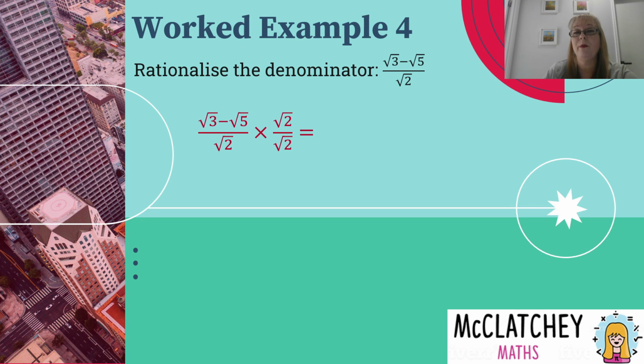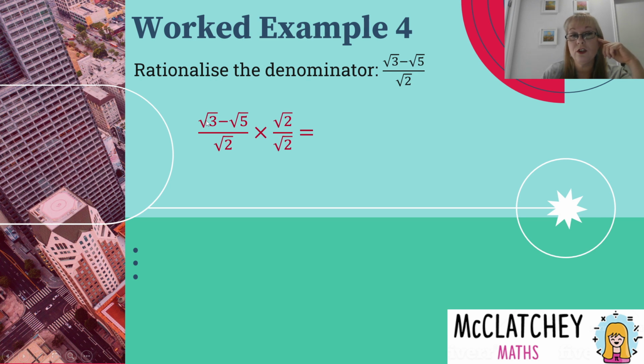Okay, worked example 4. Now I've got some addition and subtraction in my fractions. Once again, getting a little trickier. So at this point here, no coefficients to worry about on the numerator or the denominator. So that's good. I've got root 3 take away root 5, all divided by root 2. Now I'm going to multiply this once again by root 2 on root 2.